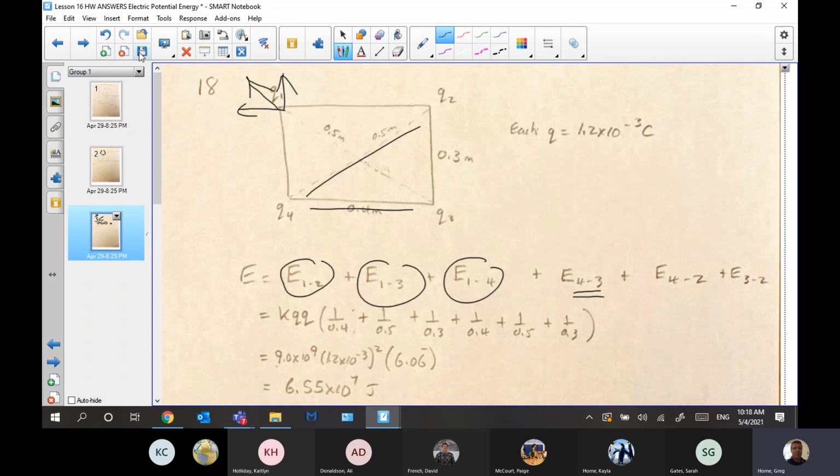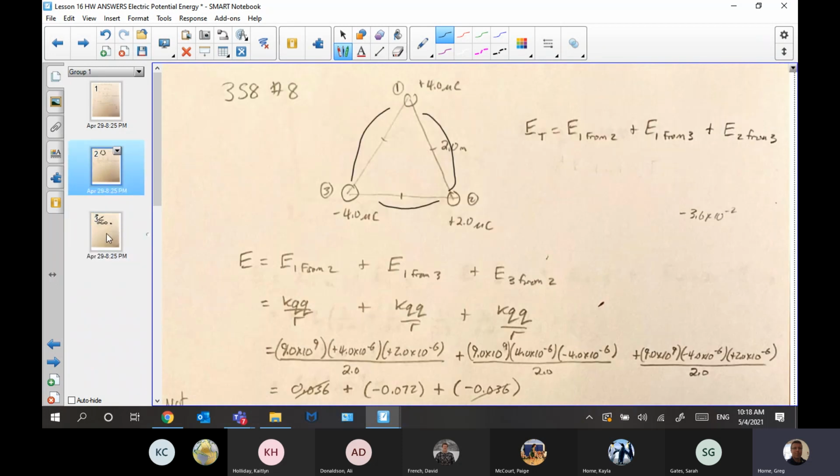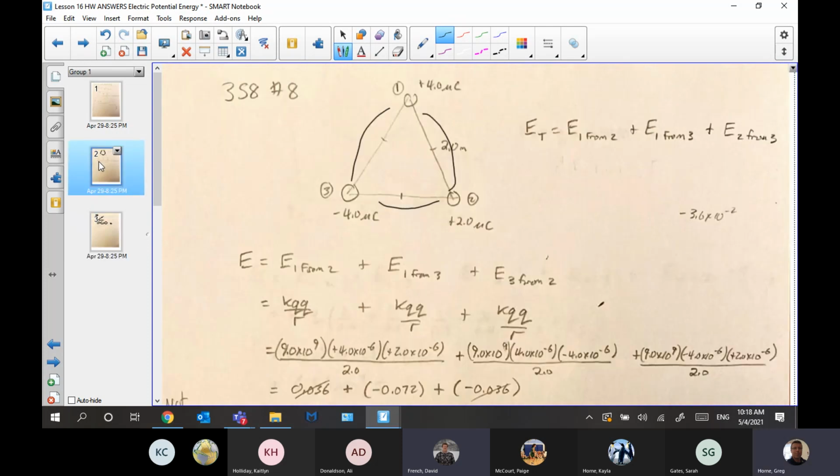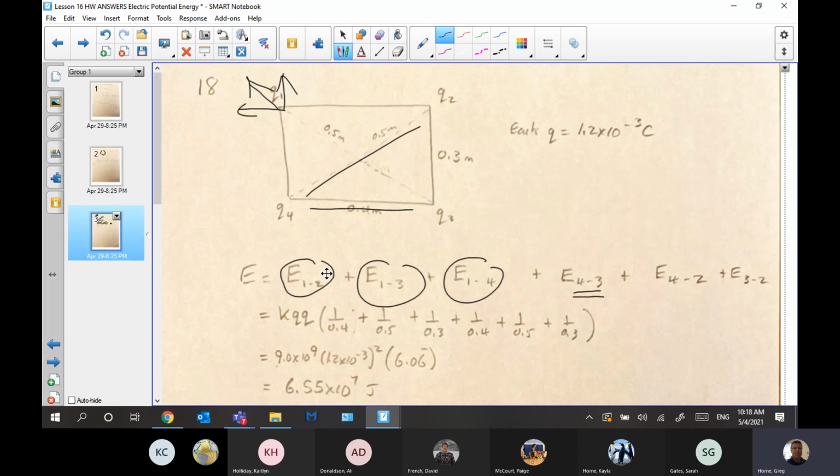358, number 8. That actually says 18. Is this part of 8 or is this part of a different question? What is that? That's 18, but I didn't know how to do that one either. So is that question 8? Where's that one from? That's question 18. That's the last question on lesson 16. Oh, yeah. Okay, so this is a rectangle. Yeah, okay.